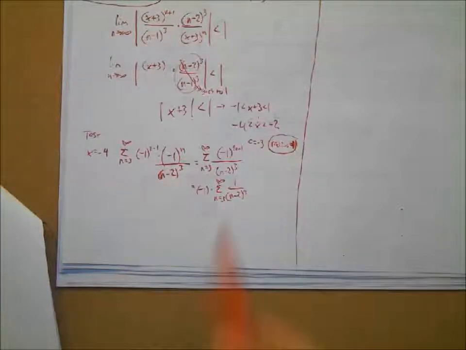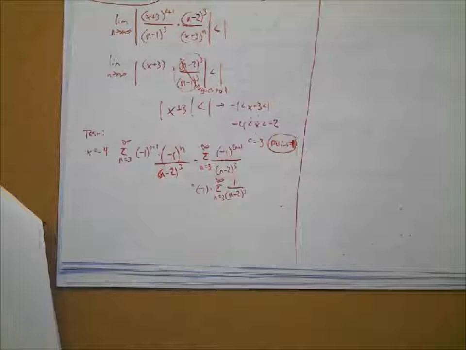Okay, this negative 1 to the 2n plus 1 will always be a negative 1. So you can just pull the negative 1 out and then just get this right here.